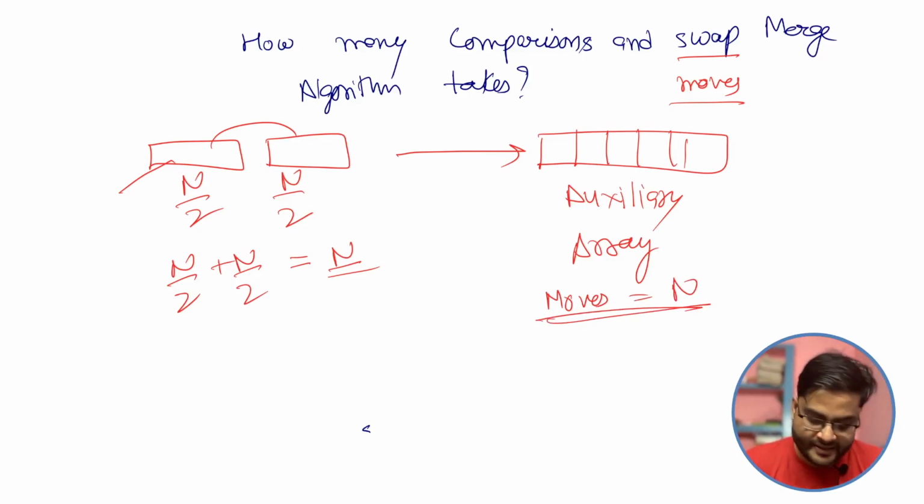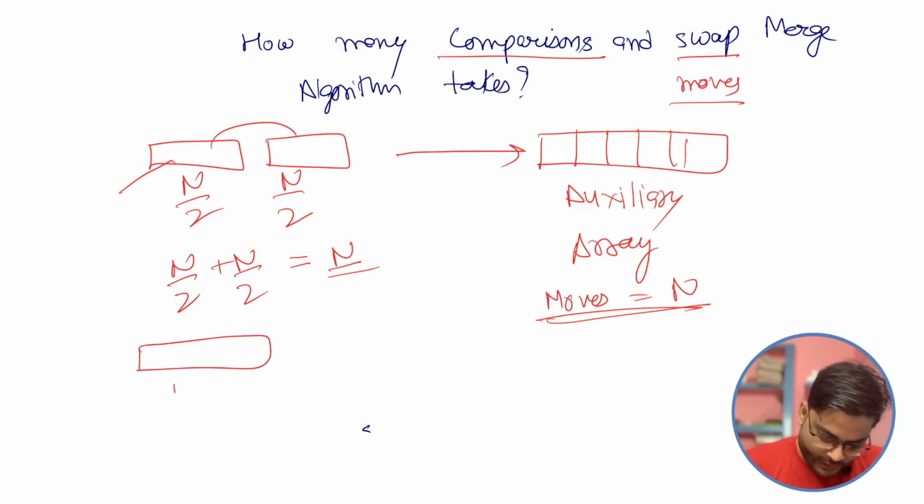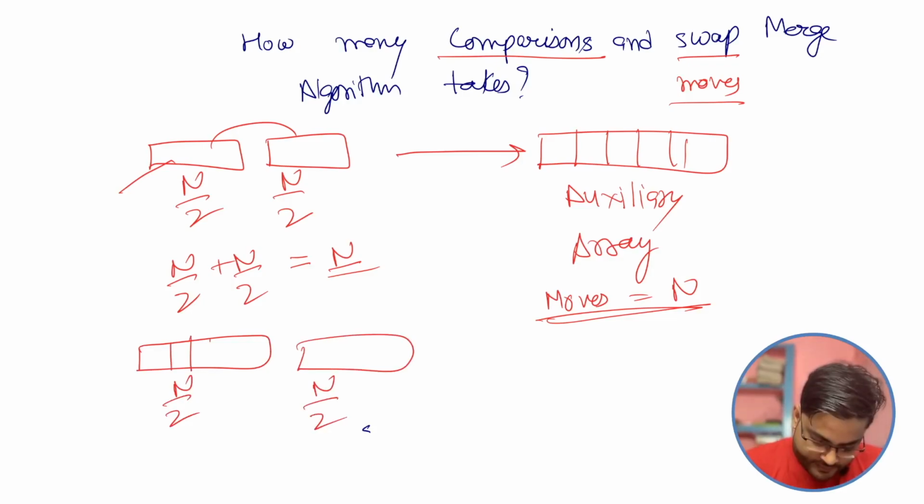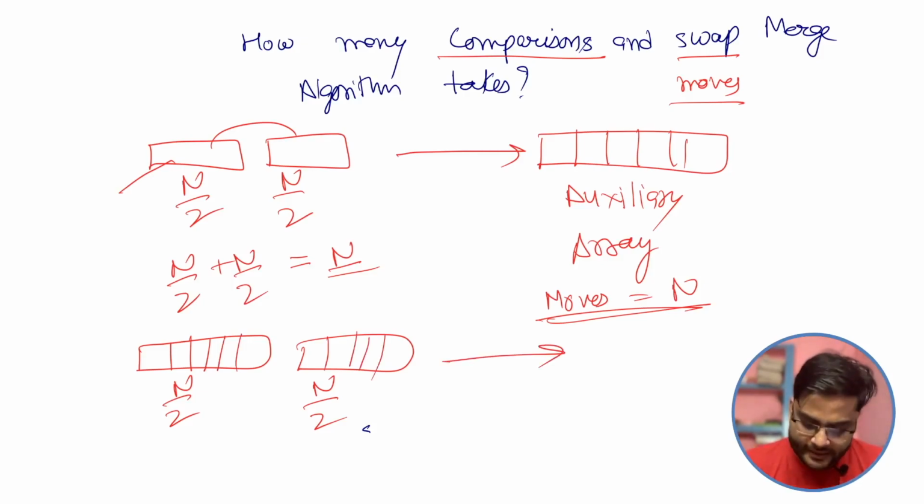Now how many comparisons will it take? Again we have n by 2 elements and n by 2 elements. In the worst case, what will happen? We can have n minus 1 comparisons.